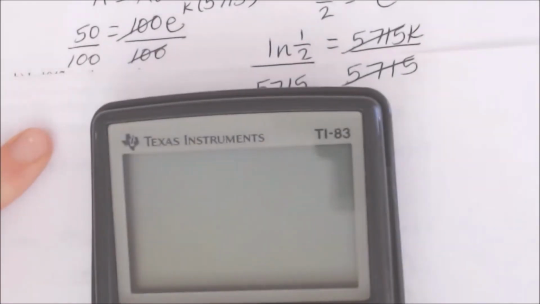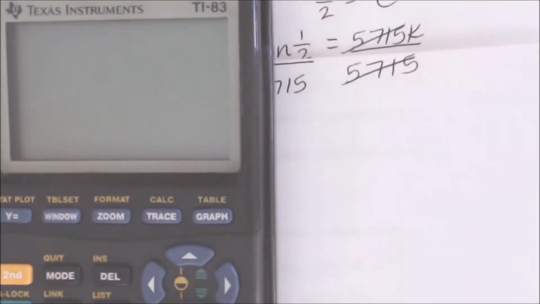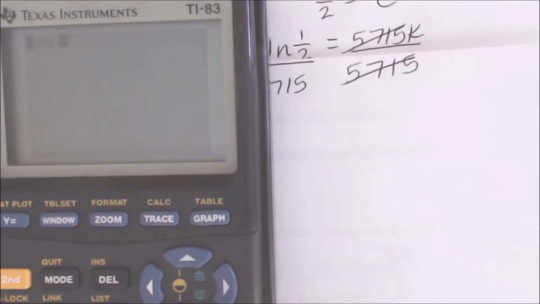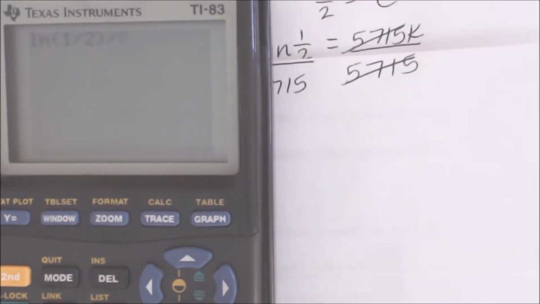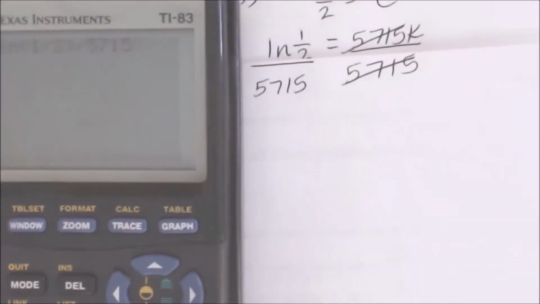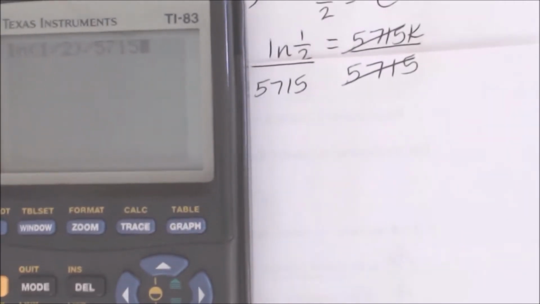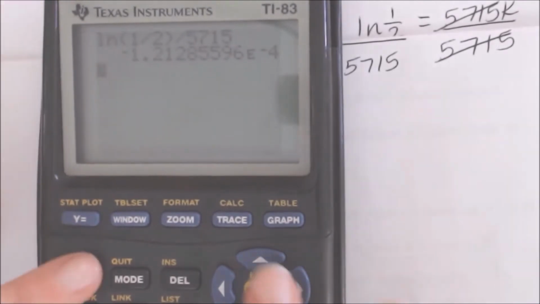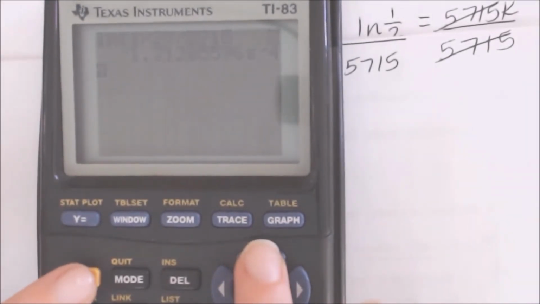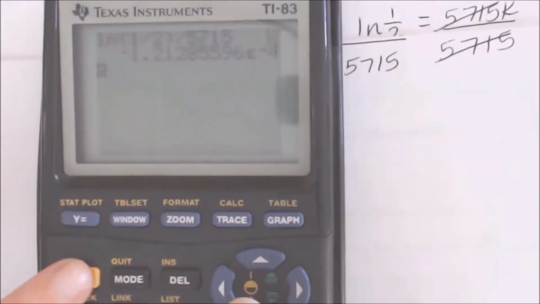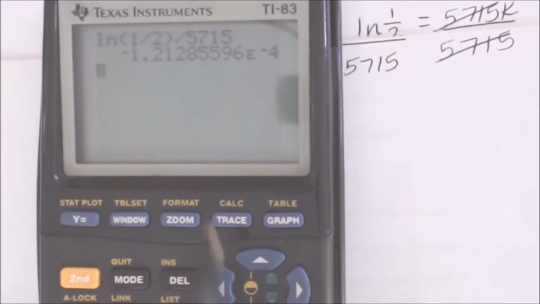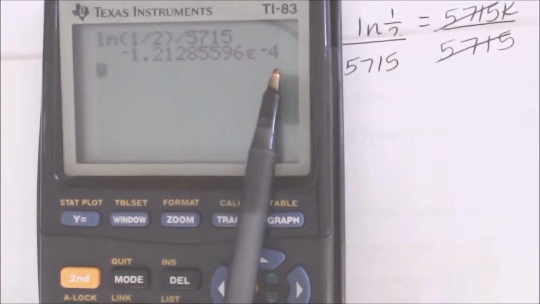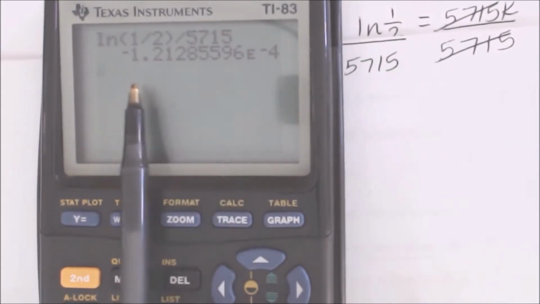So in my calculator, we're going to put in the natural log of 1/2, and I'm going to go ahead and make it 0.5. Well, I'll do 1/2, it doesn't really matter. You can make it 0.5 if you want to. Natural log of 1/2 divided by 5715. So that's our K value, or I'm sorry, that's our time that we're dividing by. And look at what I've got. Now make sure you understand what this means in your calculator, particularly if you have a scientific or graphing calculator. This is scientific notation.